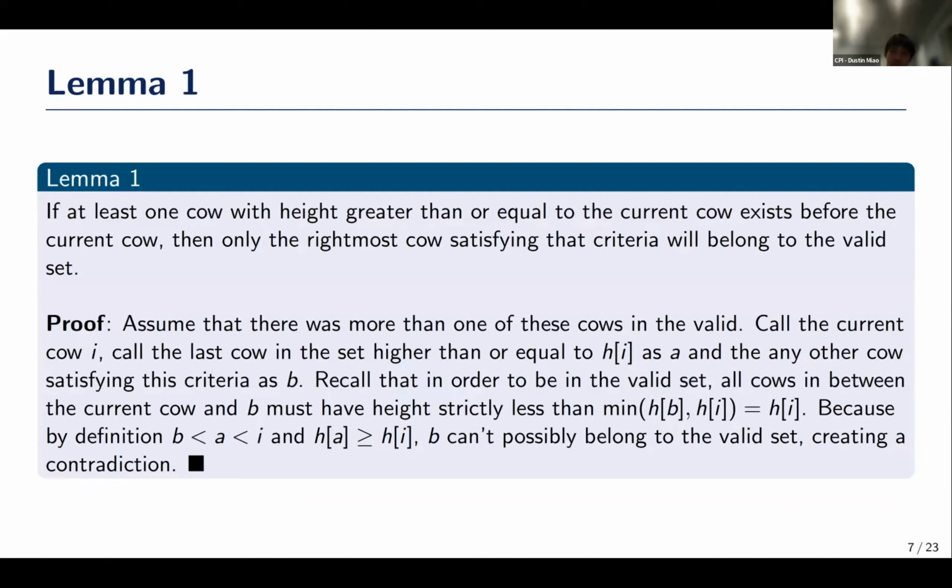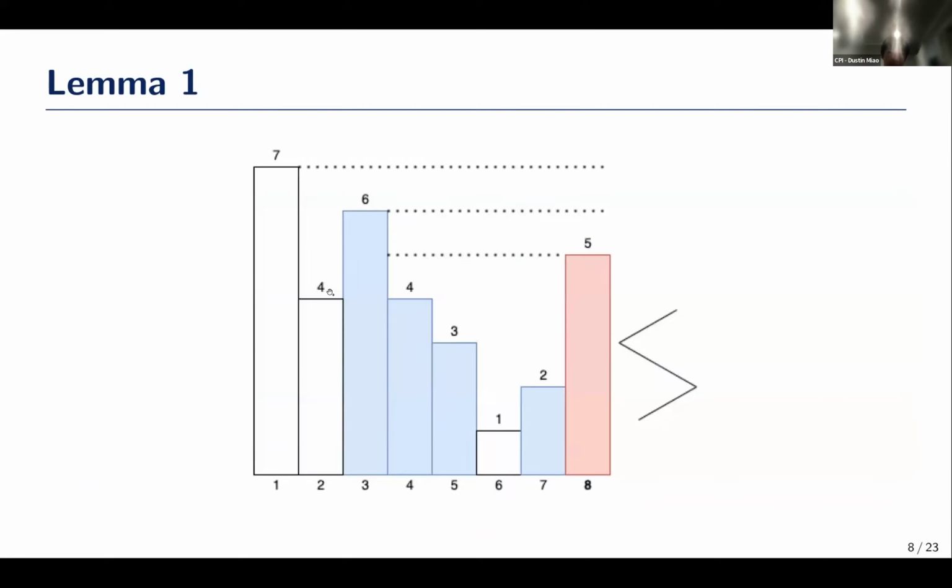So we have a couple of lemmas that'll help us solve this problem. The first lemma says that if at least one cow with a height greater than or equal to the current cow exists that occurs before the current cow, then only the rightmost cow satisfying that criteria will belong to the valid set. To make this more clear, I have the same example here, and we see that there's only one cow, the cow with height 6, that belongs to the valid set that's higher than the current cow. We have a cow of height 7 here, but notice that this doesn't belong to the valid set. And likewise, if you were to have any more, none of those would belong.